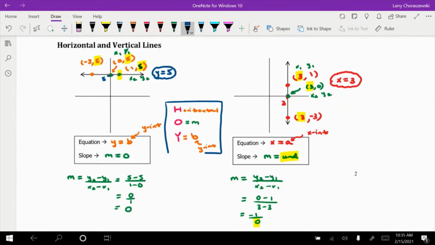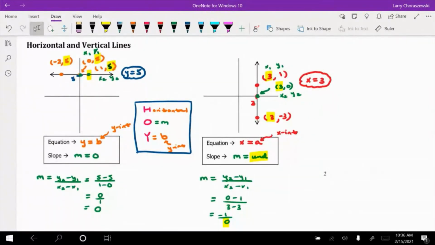I am curious, has anybody seen this before? The acronym HOY? All right, well, you're welcome to use this to help you out with any problems involving horizontal lines.